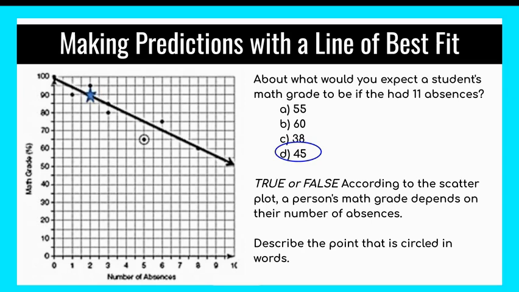True or false, according to the scatter plot, a person's math grade depends on their absences. Well, the number of absences was our independent variable. Math grades is the dependent variable, so that is true. The math grade depends on their absences.